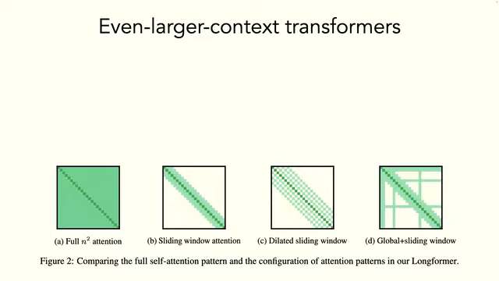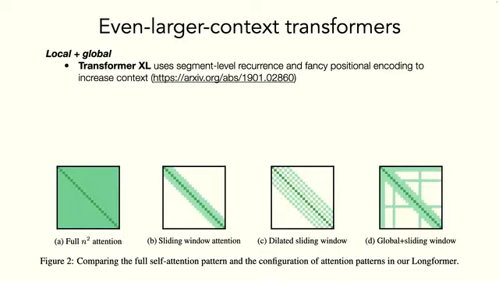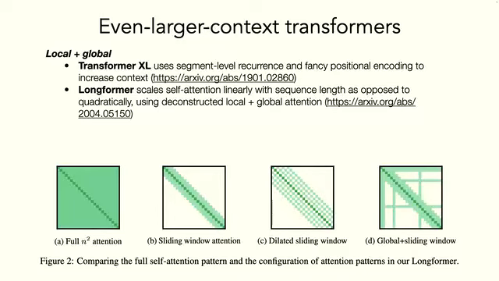So another mechanism that people have used to try to increase the context window of transformers is this idea of kind of local and global attention. So things like Transformer-XL uses segment-level recurrence, and then these very fancy positional encodings to increase the context window. Longformer scales with sequence length by deconstructing local and global attention.